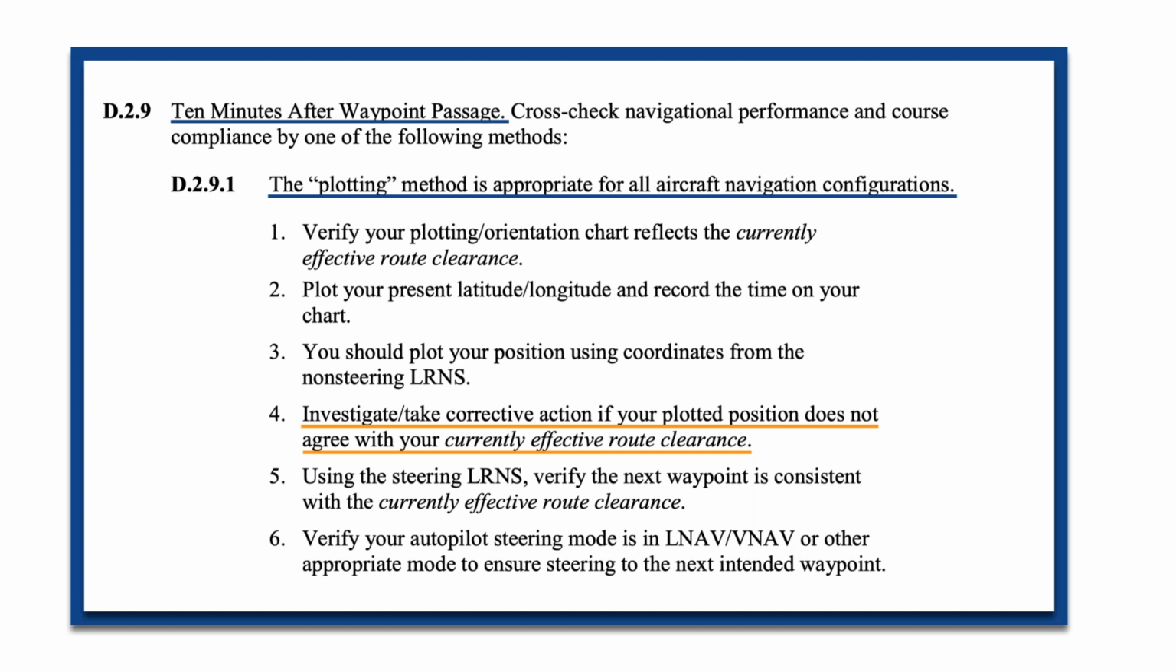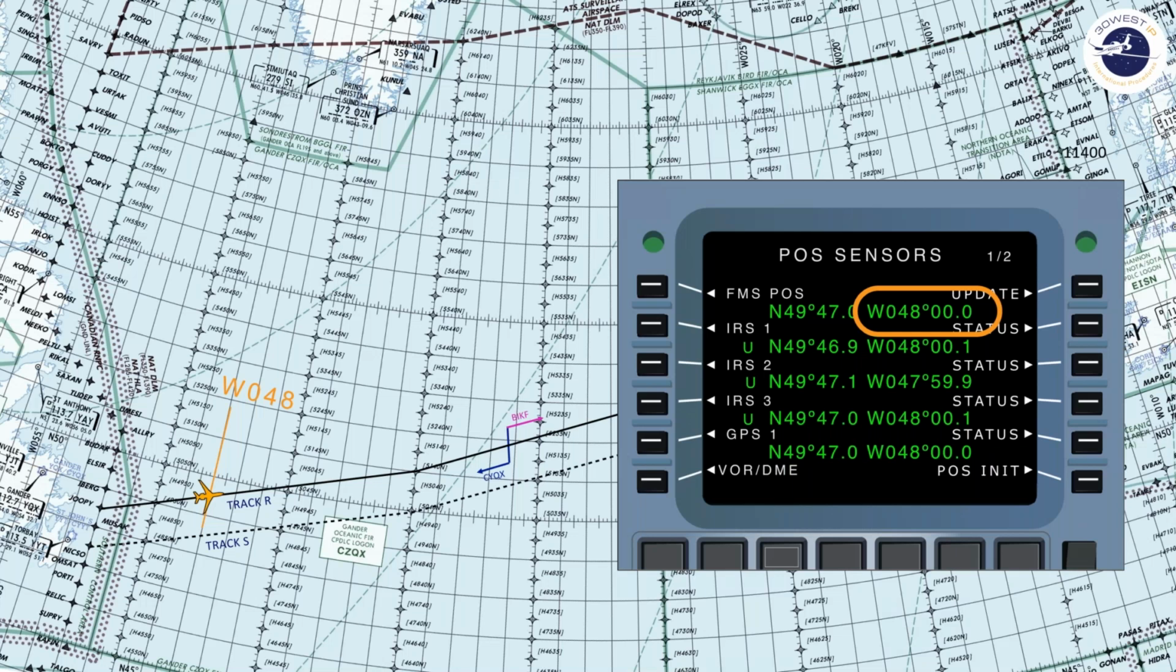Now, if there's an error, investigate and take action. If your plotted position does not agree with your currently effective route, then you need to do something about that. So we're going to take an opportunity to look at the plotting method and to explore what happens if there is some sort of a disagreement. And I'm going to also use it to point out another technique in this plotting method. I would not do 10 minutes when I was operating. I would use 2 degrees where it was applicable.